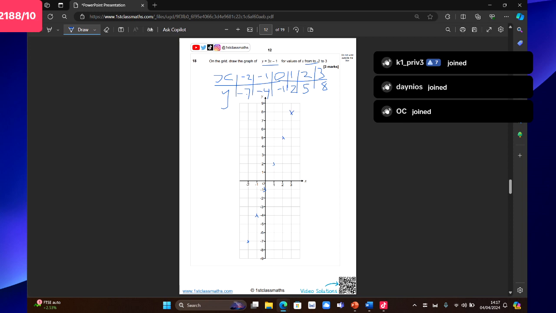Obviously, with your ruler you'd draw a straight line here. I'm doing it freehand, so please forgive me. But it looks something like that. Obviously, that was a rough sketch there. With a ruler, make sure that you do that in full. That is my advice there.